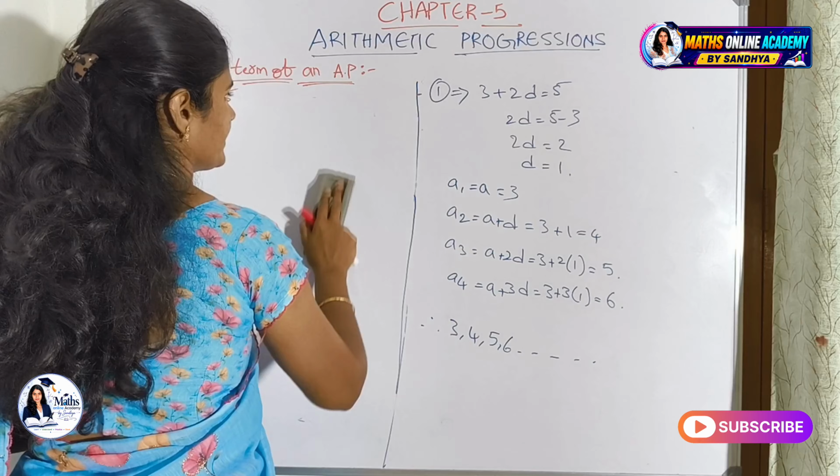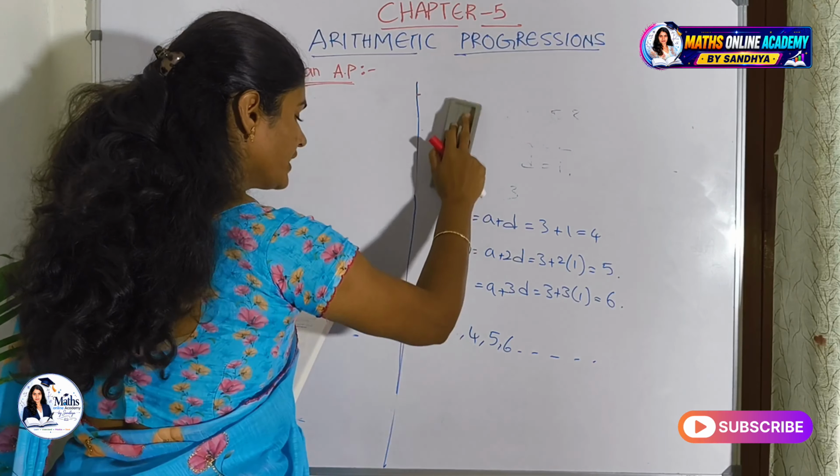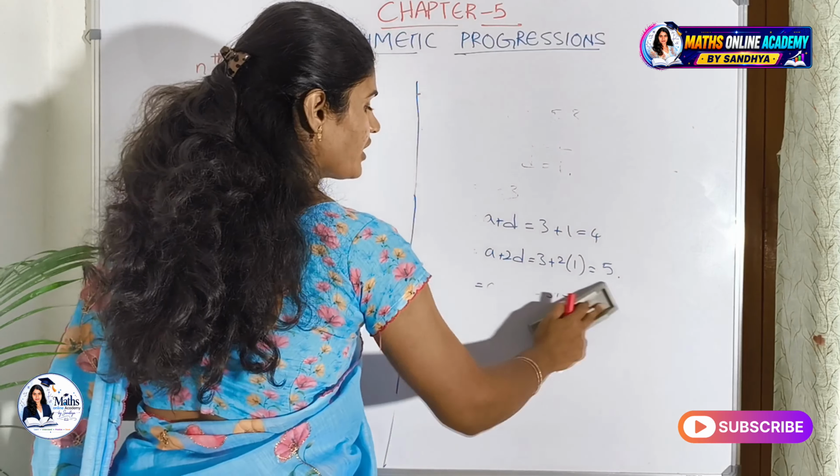And the next example is example 6 from chapter 5, Arithmetic Progression. Let's see. See the question. Check whether 301 is a term of the list of numbers. What are the list of numbers here? 5, 11, 17, 23. So is 301 a term of that list of numbers? Let's take the list of numbers first.